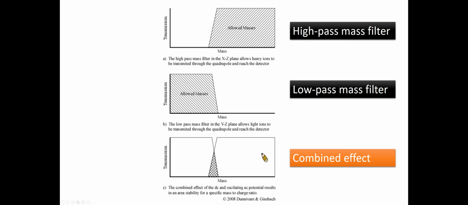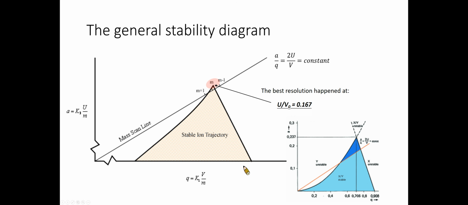The graph of the combined effect is actually a simplification of the actual stability diagram. One way to generate an actual stability diagram is to perform a series of experiments where a single mass ion is introduced into the quadrupole. The DC and AC voltages are allowed to vary and the stability of the ion is mapped. After performing a great number of experiments, the resulting plot would look like this figure.